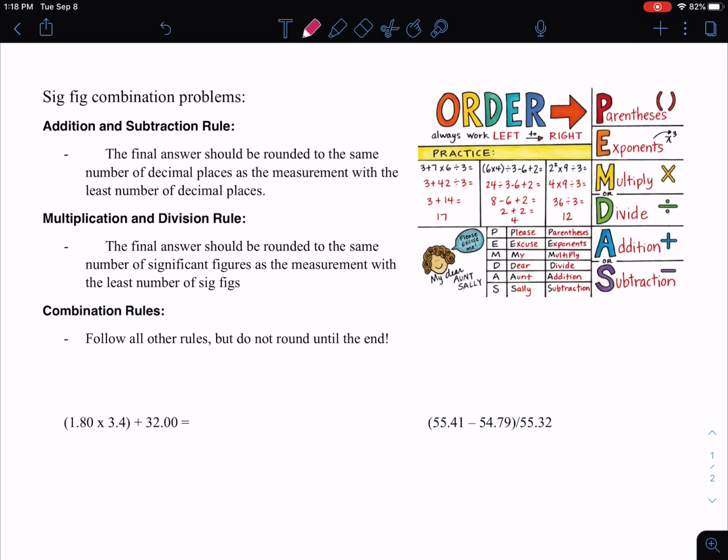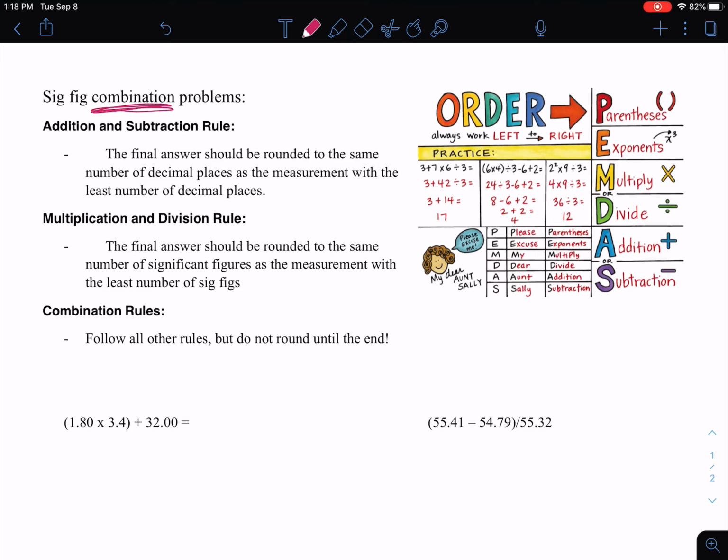What we're going to be working on in this video is the last little piece here with sig figs. We've gone over subtraction and addition. We've gone over multiplication and division. What we're going to look at now are combination problems, where you're going to have both multiplication and division in the same problem, multiplication and addition, just different combinations.